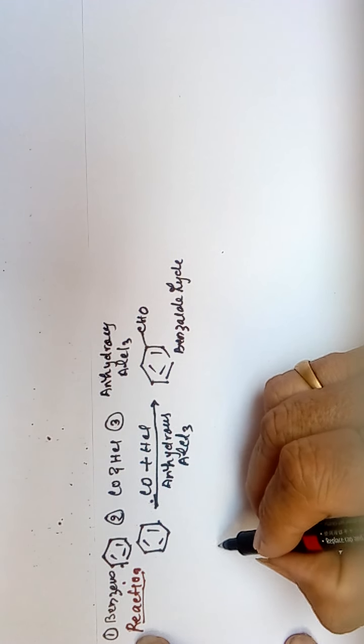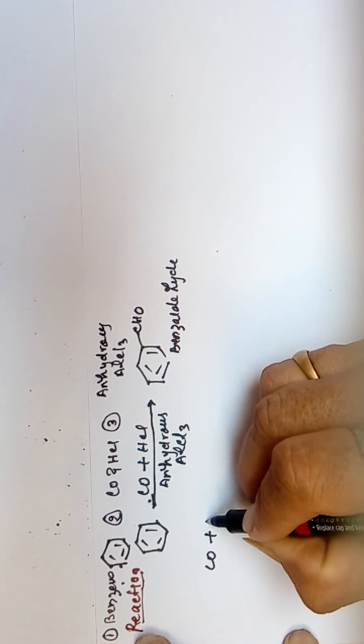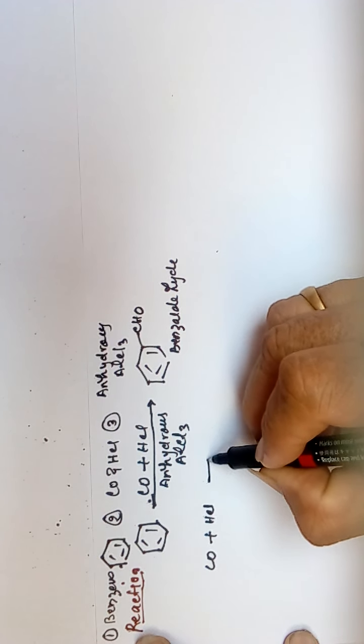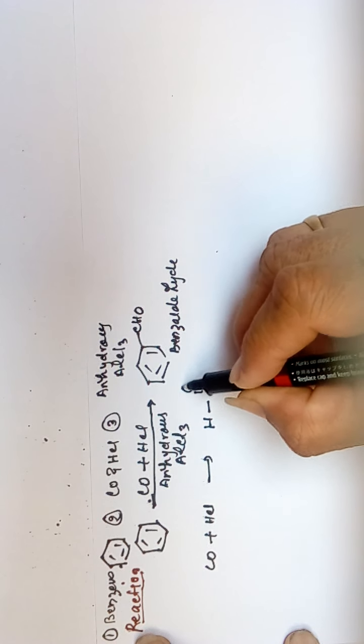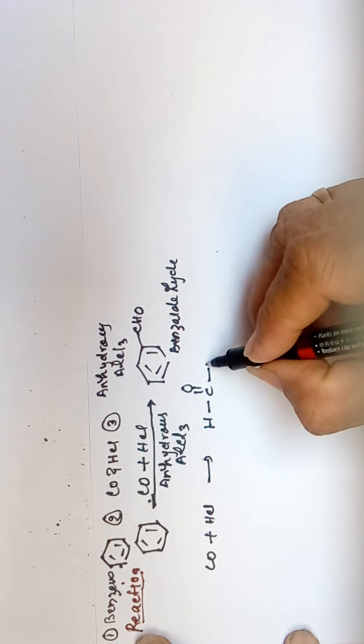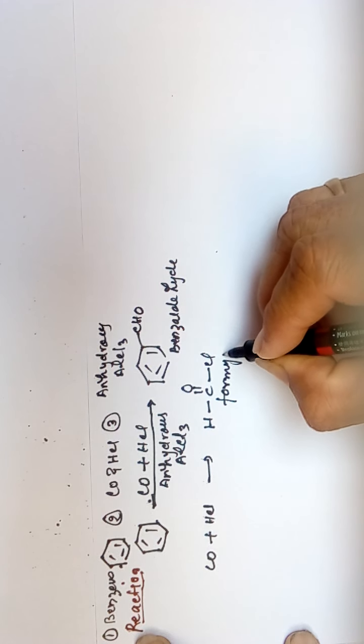Now let's see what happens when carbon monoxide reacts with HCl. It forms HC double bond O and Cl. This is called formyl chloride.